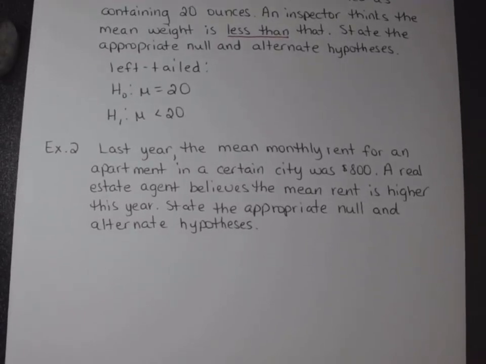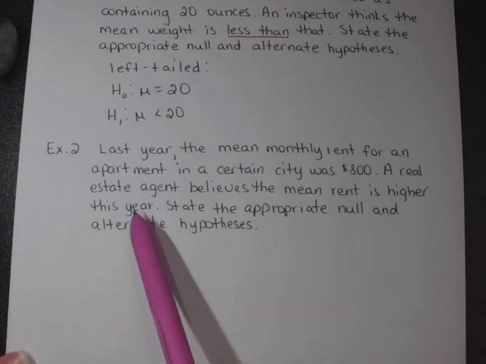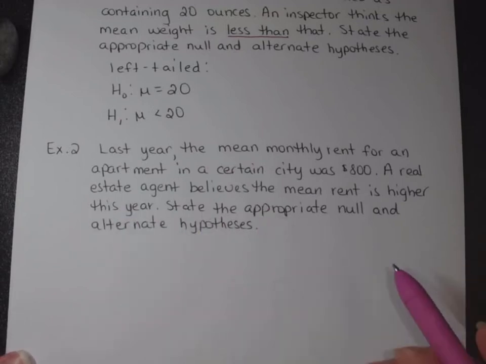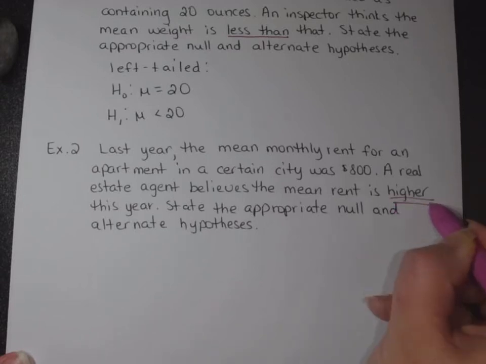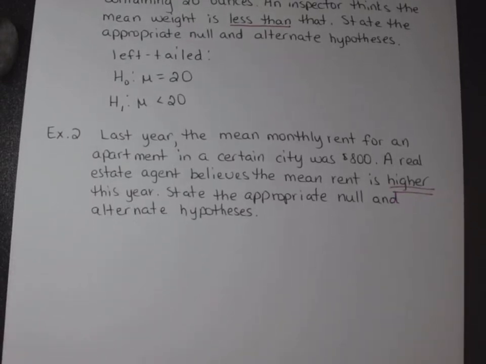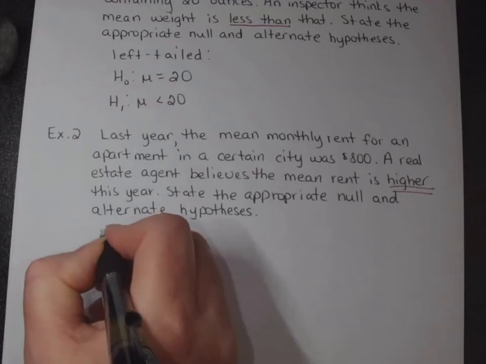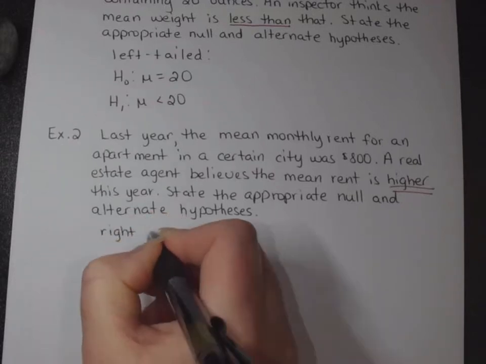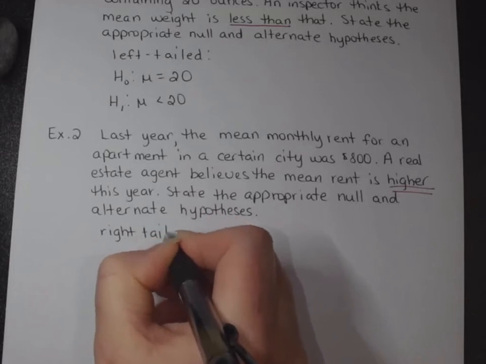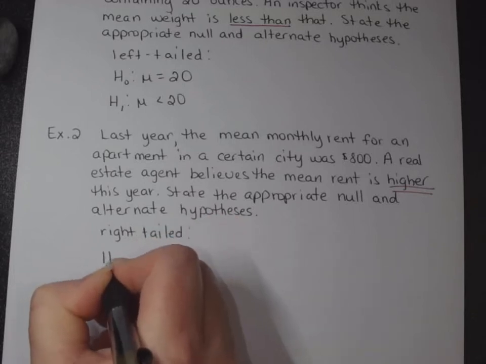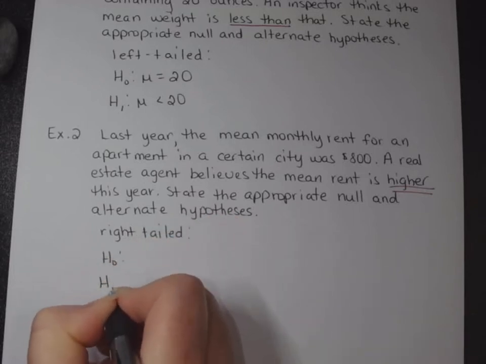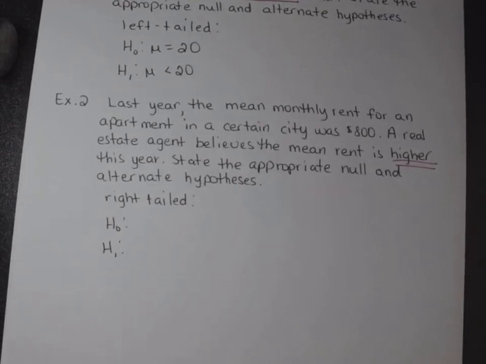So first we want to figure out which type of test it is. So if you read through, you need to pay attention to whatever the person thinks is happening. So he thinks that, or she thinks that it's higher this year. Okay, higher means the same as more than. So this is going to be a right-tailed test. Which only means a change for the alternate hypothesis.